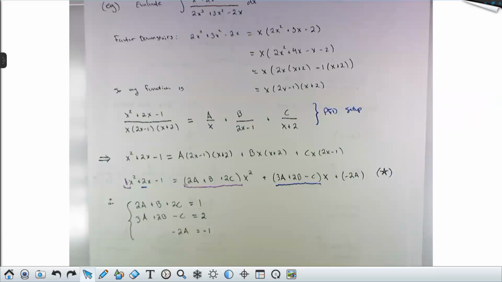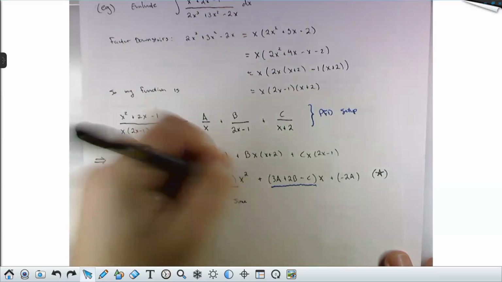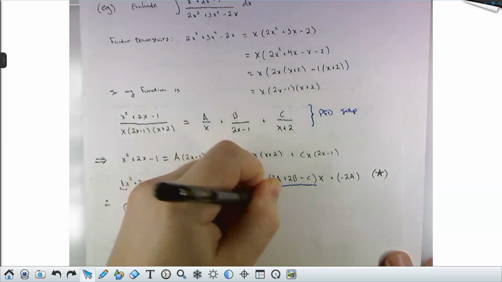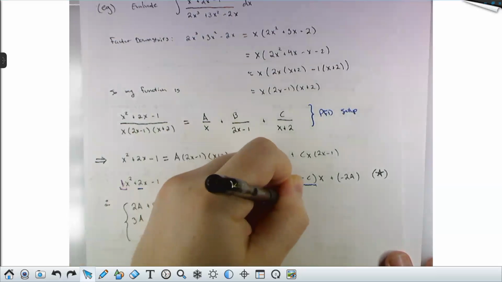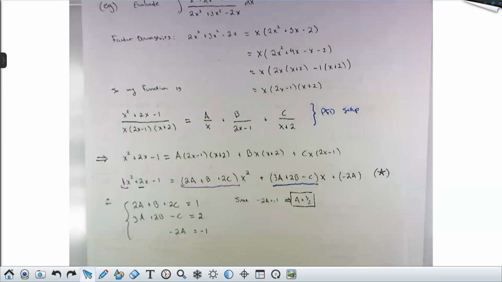Okay. From the bottom equation, since negative 2a is equal to negative 1, divide both sides by negative 2, you get a has to be 1/2. What else can I do here? So I can plug 1/2 in for a in both of these expressions, but then I'm still left with two equations involving b and c.